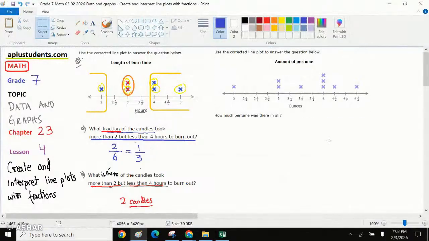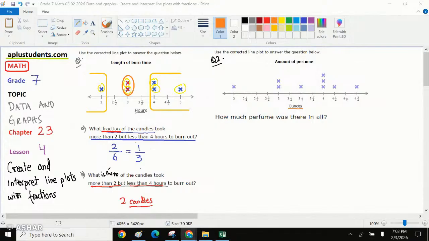Let this be our question number 2. The line plot shows us information about the amount of perfume and the weight in ounces. They are asking how much perfume there was altogether. So we don't have to give the fraction over here, right? So can we count the ounces?